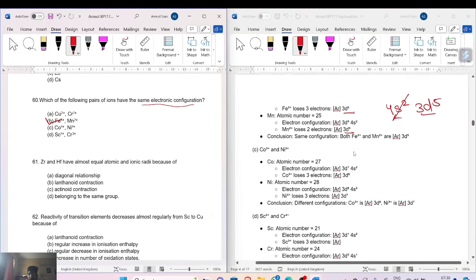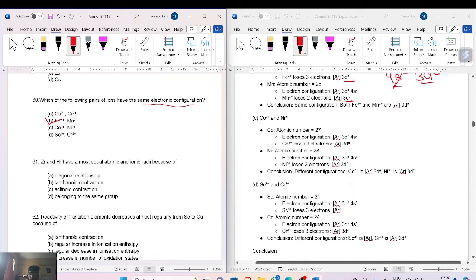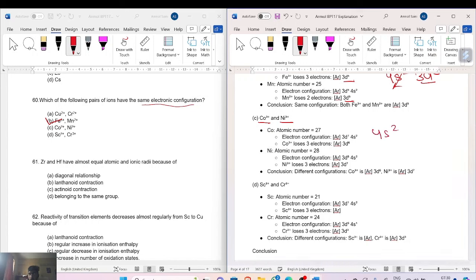But let's check C and D also. Cobalt 3+ and nickel 3+. We know the atomic number of cobalt is 27, so it will be 4s2 3d7. When we remove 3 electrons, it will become 3d6. Now the other one is Ni3+. The atomic number is 28. For atomic number 28, the electronic configuration will be 4s2 3d8. When we remove 3 electrons from it, it will become 3d7. Hence 3d6 and 3d7 with argon will be different configurations.